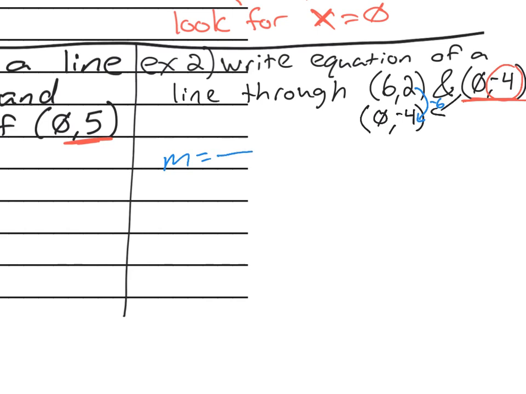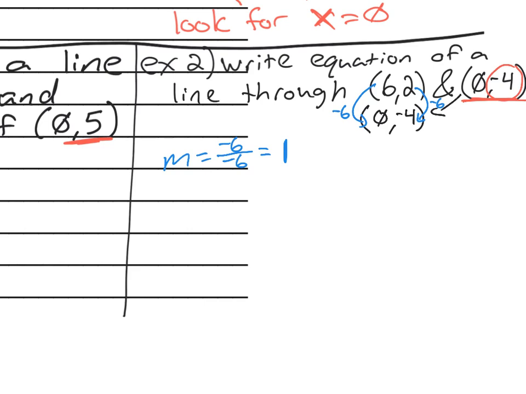So negative 6 on top. And then how does it change from this x value to that x value? 6 to 0. It subtracts 6 again. Okay, so negative 6 over negative 6 equals 1. Positive 1 for the slope. Now, do we have enough information to write the equation? Yes, we have the slope and the y-intercept.